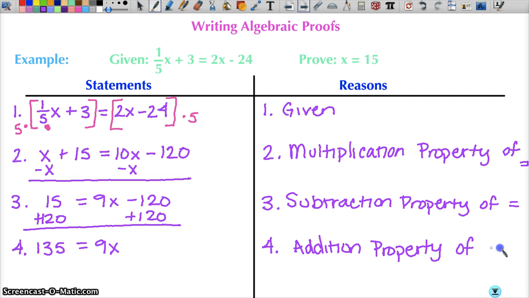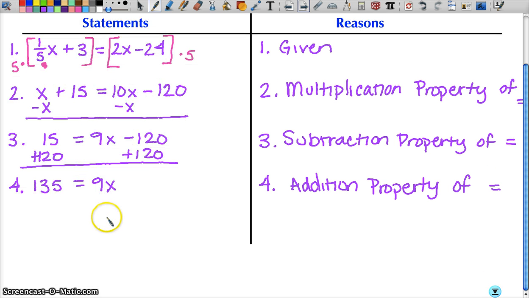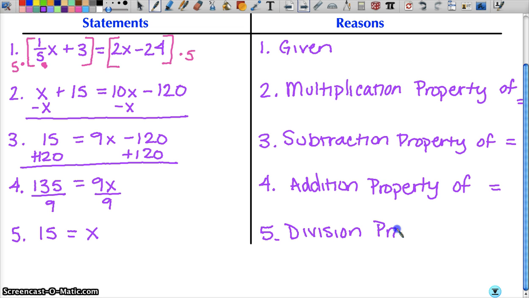Okay, the next step would be to isolate the x completely by moving the 9. So we would divide by 9 on both sides to give us 15 equals x. And for that, we got this because we divided by 9. So division property of equality.